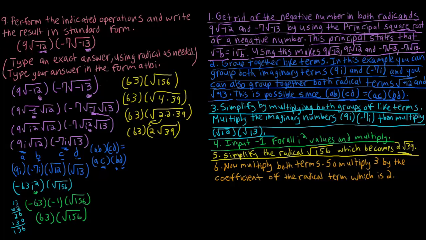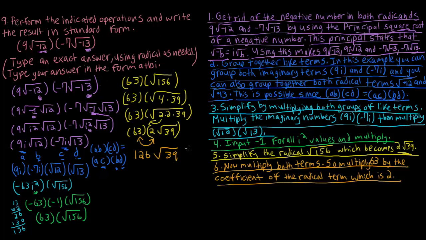Now for step 6, it says multiply both terms. It should actually say multiply 63 by the coefficient of the radical term, which is 2. So we have to multiply 63 times 2, because 2 is to the left of the radical. It's outside of the radical. So we have 63 times 2, which is 126 square root of 39. And that's your answer.